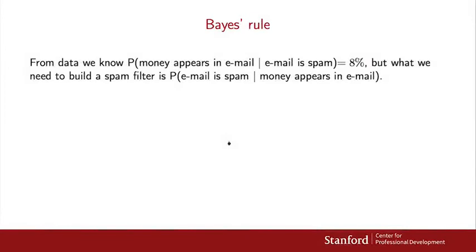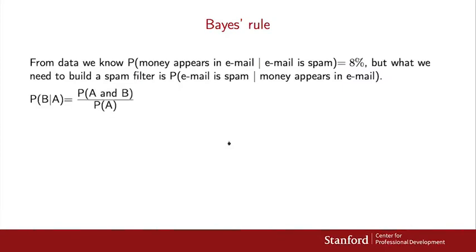So these types of computations are actually used for spam filters. We already saw that the probability that the word money appears in an email, given that the email is spam, is 8%. But for a spam filter, we need to know a different conditional probability. We need to know the probability that the email is spam, given that money appears in the email. Because after all, we want to classify an email as spam if we think there's a high probability that it is spam. So we need that conditional probability rather than the first one.